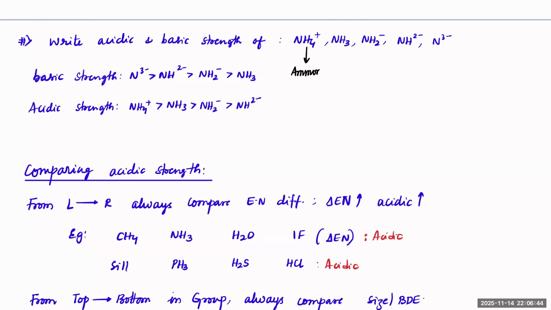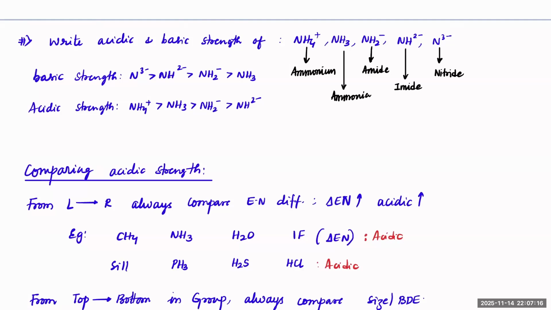Ammonium ion is an acid. Second one is simply ammonia. Okay. This one is read as amide. This one is read as imide. Imide ion. This one is read as nitride. Okay. So check out their strengths now.